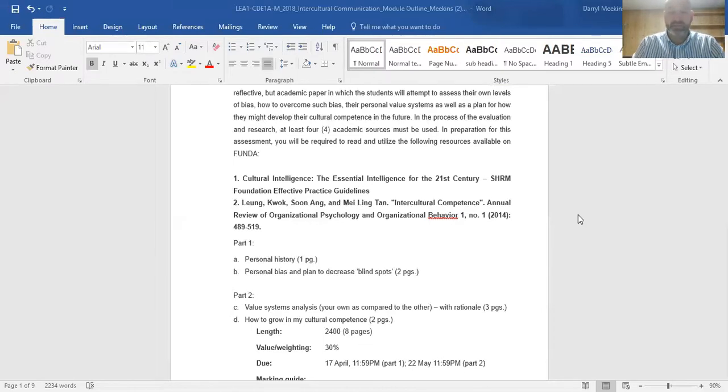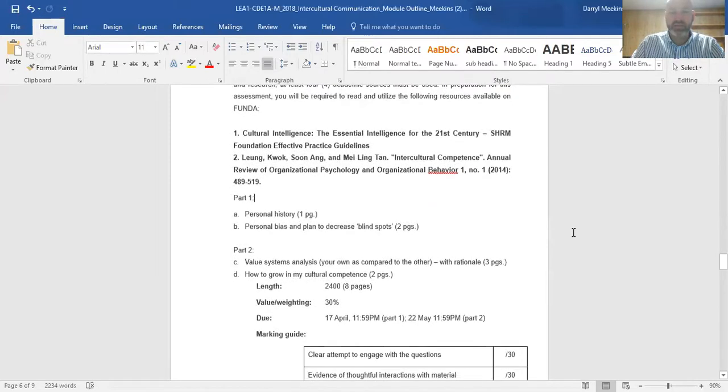Before you do that, you'll notice that there's 2 readings that we'd like you to complete before that time. One of them is Cultural Intelligence, the Essential Intelligence for the 21st Century, and the other is the work on intercultural competence. I want you to read both of those before you begin that assignment, not because you're going to take a test on those, but because they'll definitely help you as you write this story.